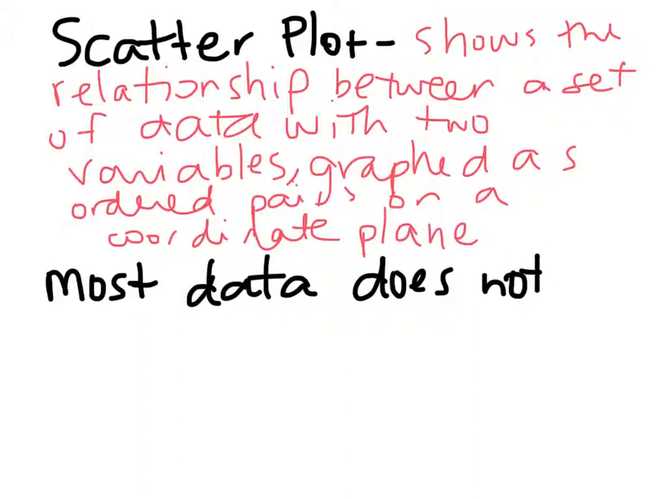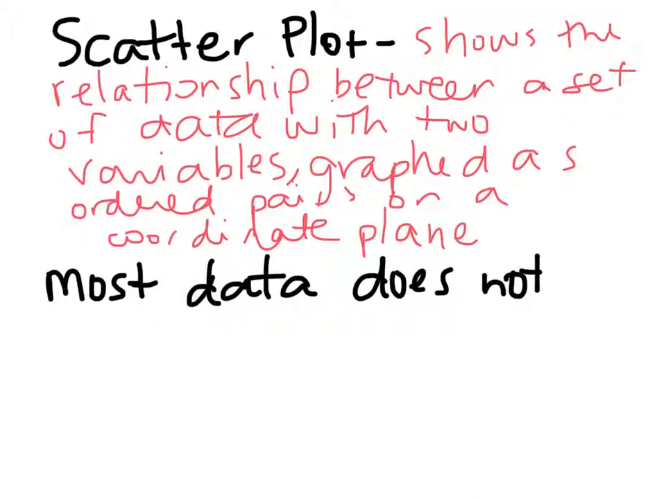Usually we're comparing two things. We might be comparing people's age with their height, or people's age with the number of pets they have. If we're plotting this on a graph, it's usually on some type of a scatter plot. It needs to be two numerical values.